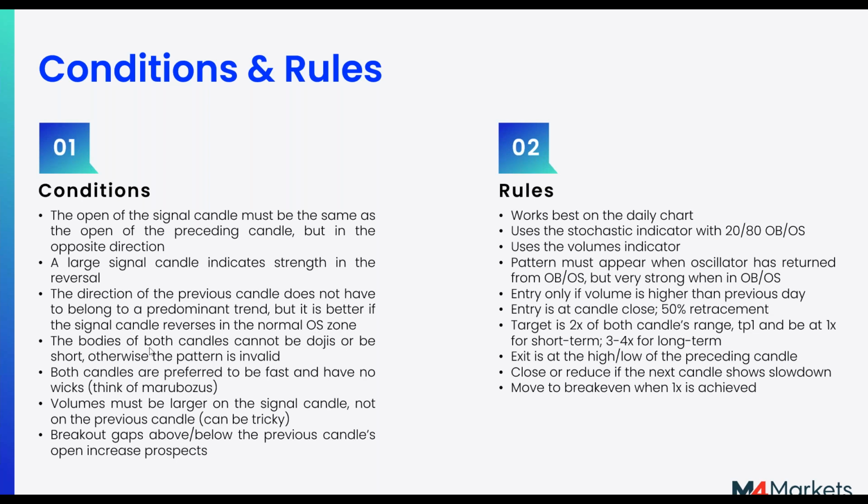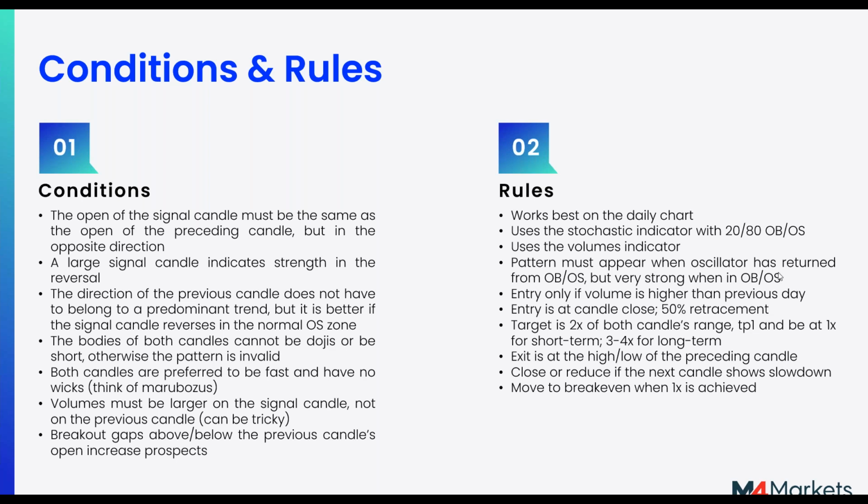Okay, the bodies of both candles cannot be dojis or be short, otherwise the pattern is invalid. Both candles are preferred to be fast and have no wicks. Think of Marubozus. Volumes must be larger on the signal candle, not on the previous candle. It can be tricky sometimes because you're not going to get all brokers revealing volume information. When there are gaps, breakout gaps above or below the previous candle's open increase the prospect. The rules are kind of the same.